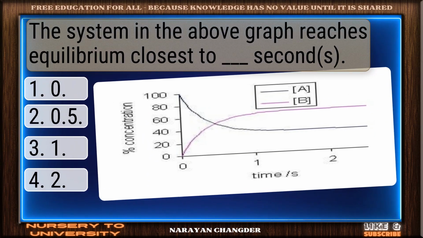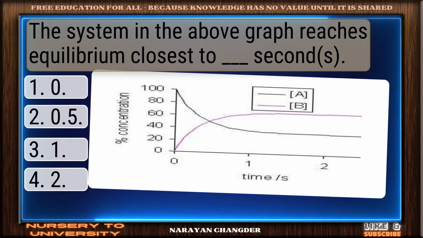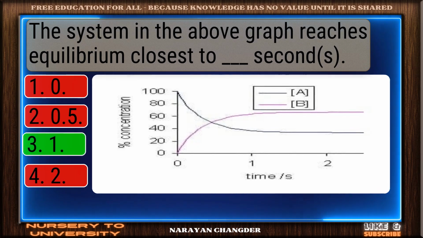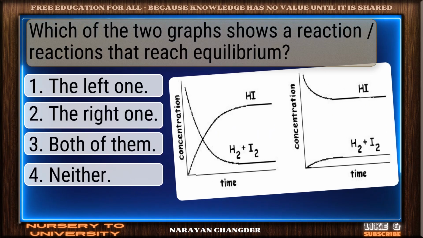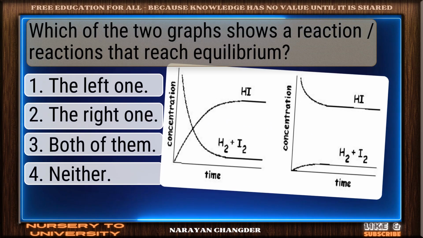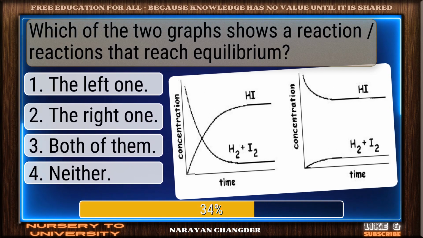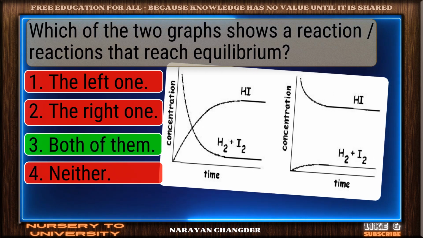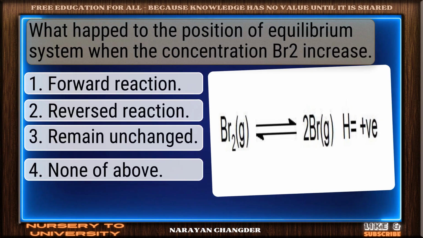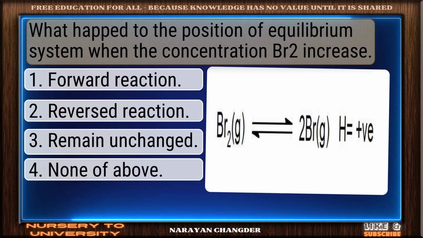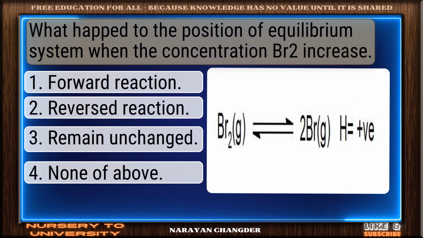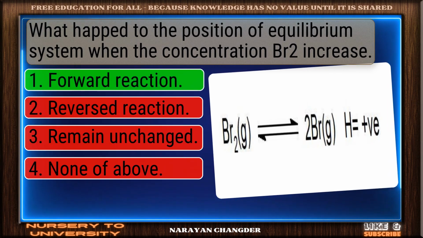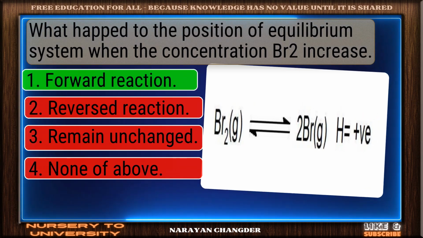The system in the above graph reaches equilibrium closest to dash second. Nice selection. 1 is the correct and valid answer. Which of the two graphs shows reactions that reach equilibrium? Excellent. Both of them is a brilliant choice. What happened to the position of the equilibrium system when the concentration is increased? Good thinking. Forward reaction is the right answer.